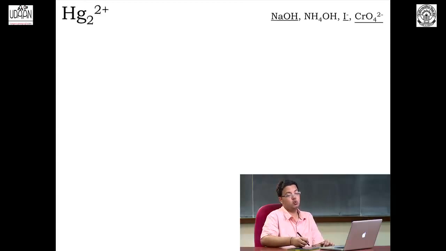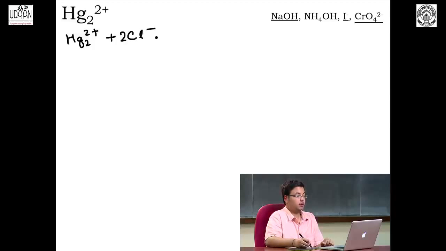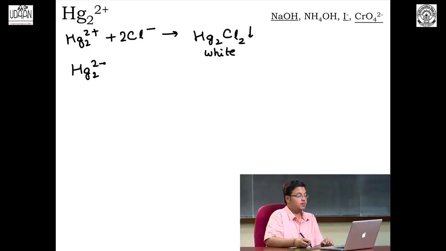Moving on, Hg2 2+, mercurous ion, another member of group 1. Hg2 2+ reacts with chloride to give Hg2Cl2, white precipitate. Group analysis reaction. There are some other reactions of Hg2 2+ where Hg2 2+ reacts with OH- from an alkali, for example, to give a precipitate of Hg2O, which is black.